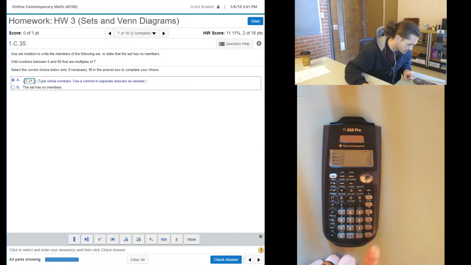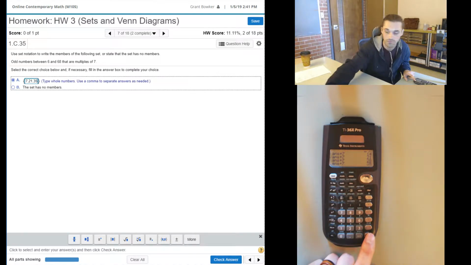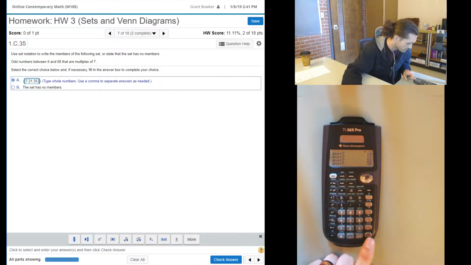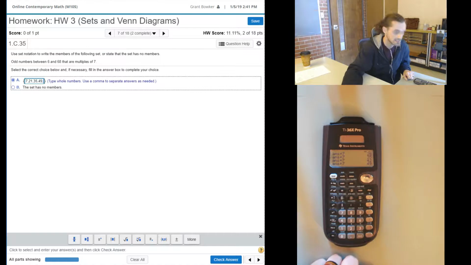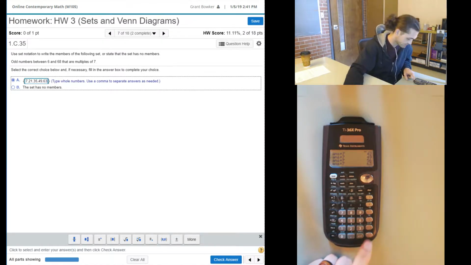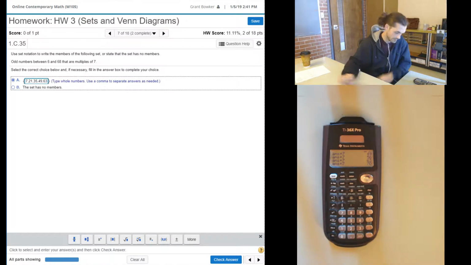28, that's even. 35 is my next one. 42 is even. 49 is odd and between 6 and 68. 56 is even. 63 is odd and between 6 and 68. And my next response is over 68, and it's also even. So the list consists of 7, 21, 35, 49, and 63.